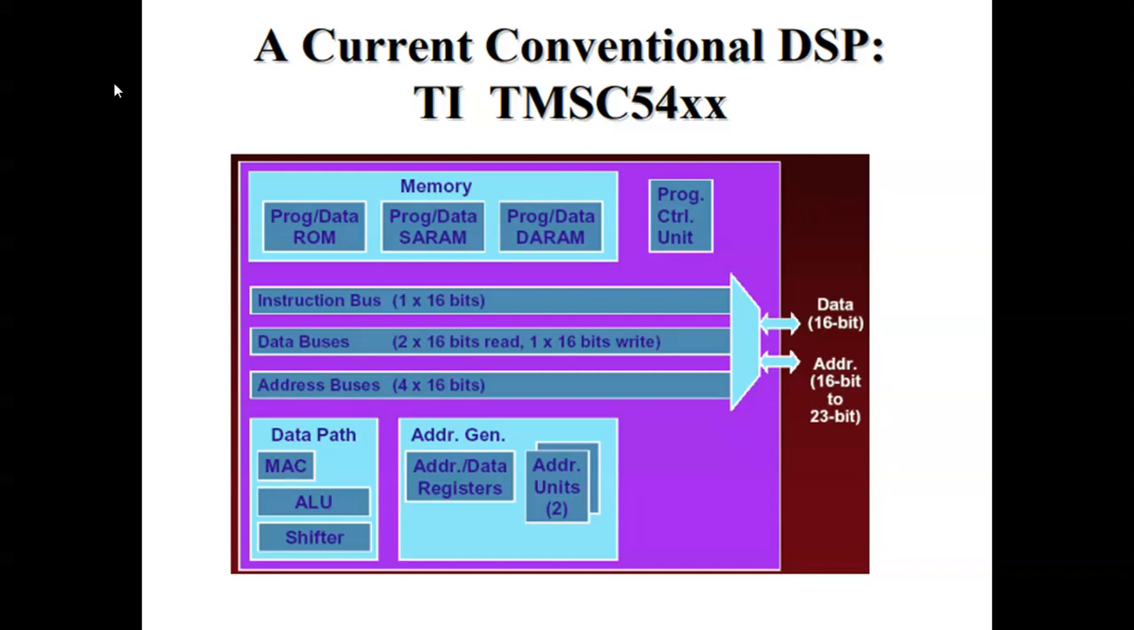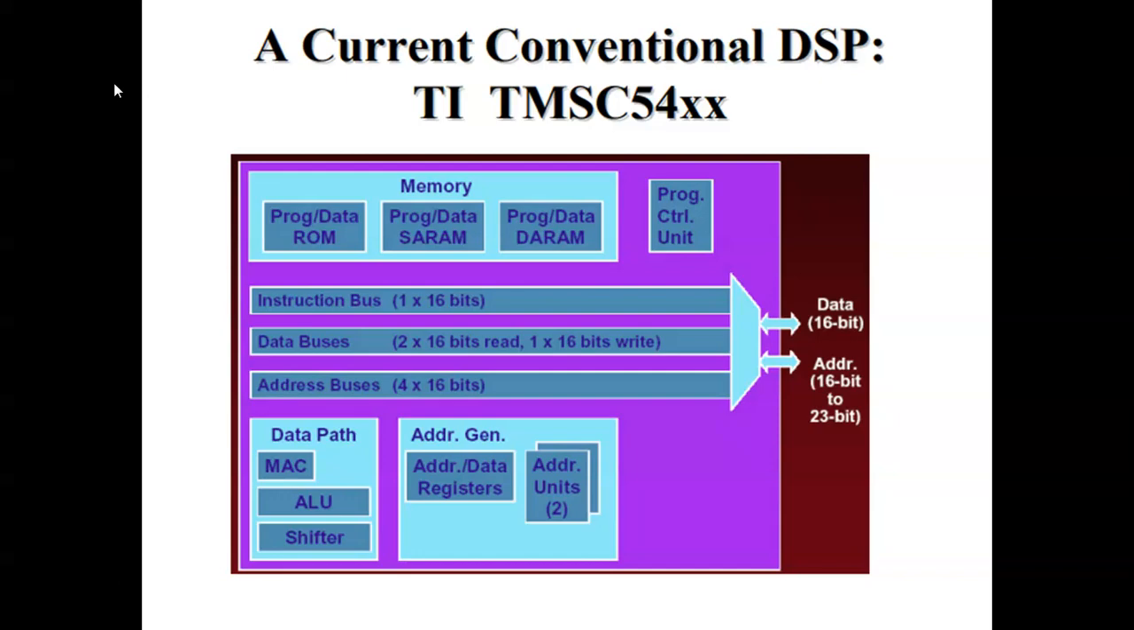The data path is the MAC, the multiplier accumulator, then the ALU, the arithmetic logic unit. The arithmetic unit does addition, subtraction, increment and decrement, and the logic unit does AND, OR, XOR, NOT. So these are the logic unit and shifters, which do data shifting left and right, and there are address and data register address units.